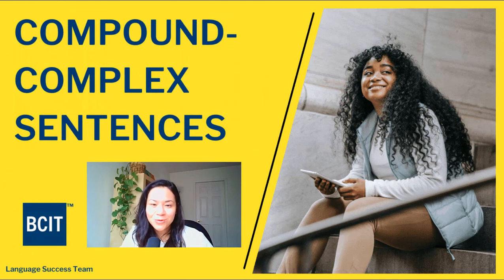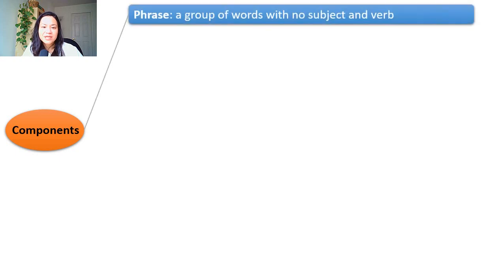In this lesson, we will continue with our last type of sentence, the compound complex sentence. To be able to build the last sentence type, it's important to know all the components of a sentence very well. So let's review what you already know about sentences. We've talked about a phrase, a group of words with no subject and verb which cannot stand alone as a sentence. For example, in your field.